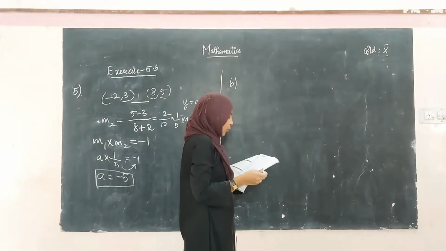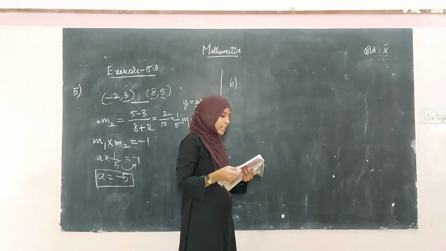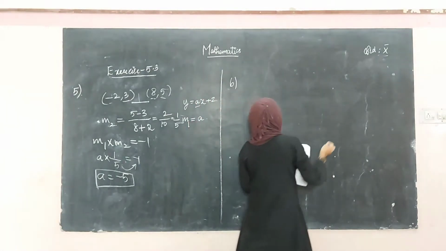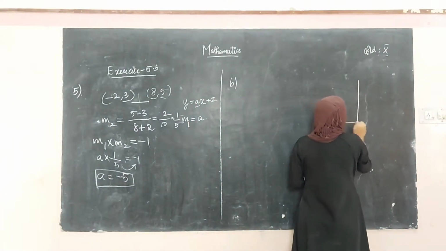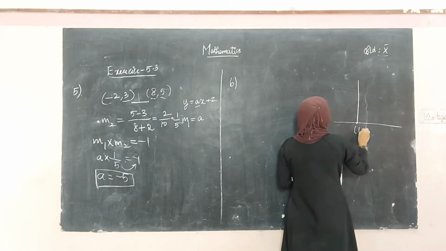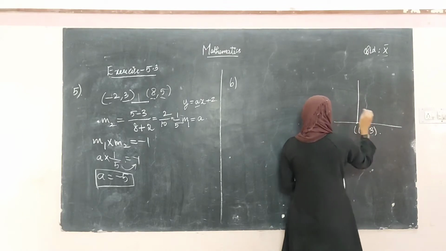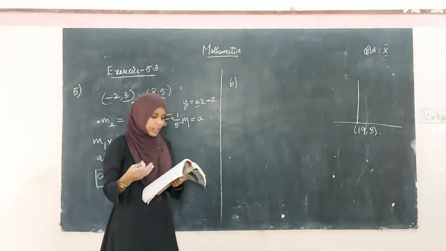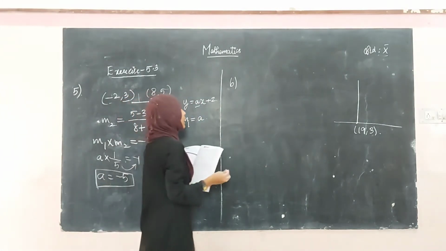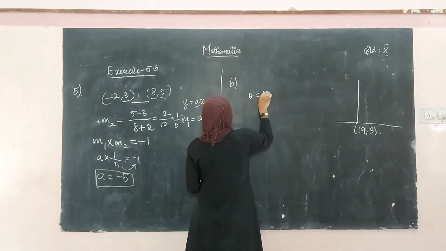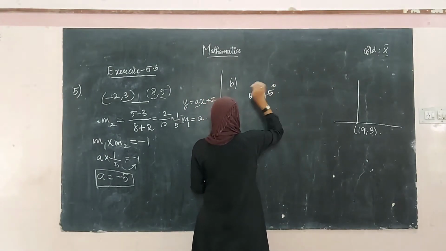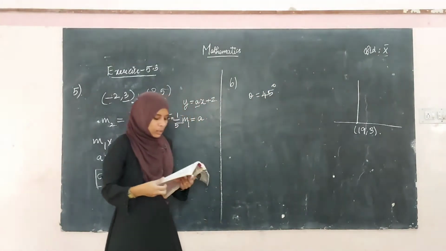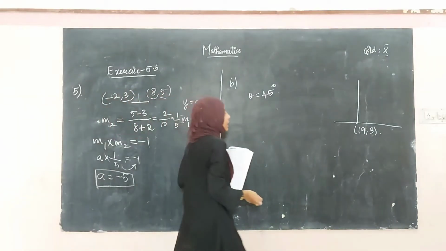Okay, see the 6th sum. The hill in the form of a right angle triangle has its foot at (19, 3). So this point is (19, 3). They have given that the inclination of the hill to the ground is 45 degree. What is inclination? Inclination means theta. Theta is equal to 45 degree. They have asked us to find the equation of the hill joining the foot and the top, that is the line.